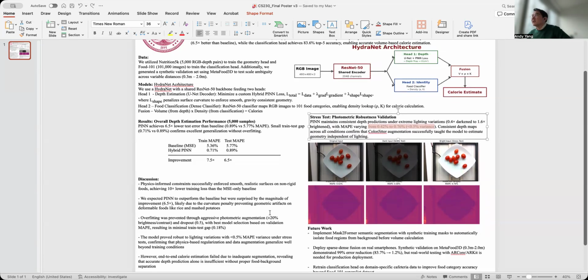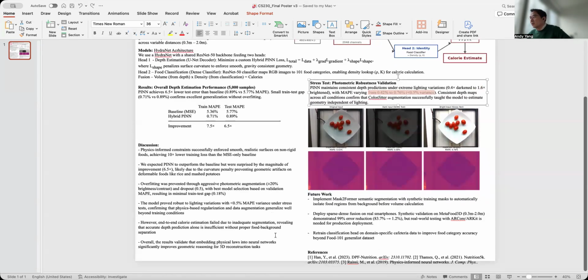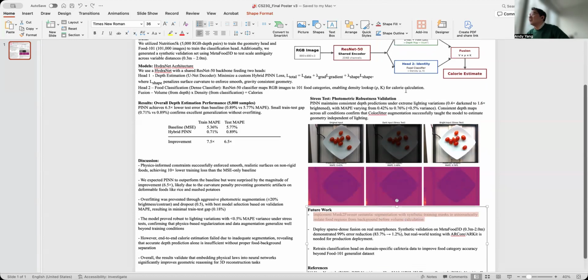The end-to-end calorie was calculated, and it was benchmarked to the reference, the state of the art. Its benchmark is about 14% in calorie estimation. However, I wasn't able to beat it, primarily because the segmentation head is not yet added into this model structure. In particular, Mask2Former semantic segmentation will be very helpful to isolate the food from the background plate first of all, and then, when there are multiple foods, to isolate them from each other. That will improve it, and that's future work.